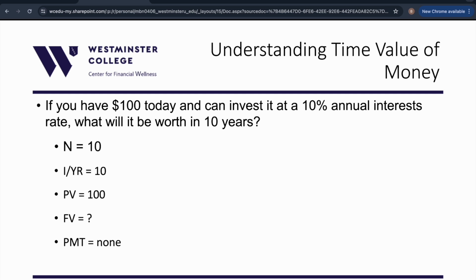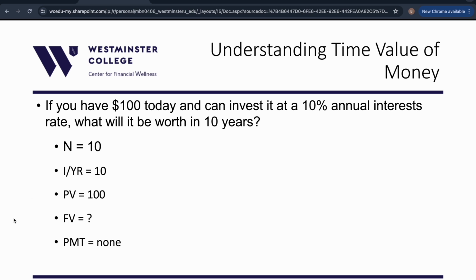Our next example problem is if you have $100 today and you can invest it at a 10% annual interest rate, what will it be worth in 10 years? So 10 years is our time period, N equals 10. Our interest per year also equals 10. Our present value equals $100 today.